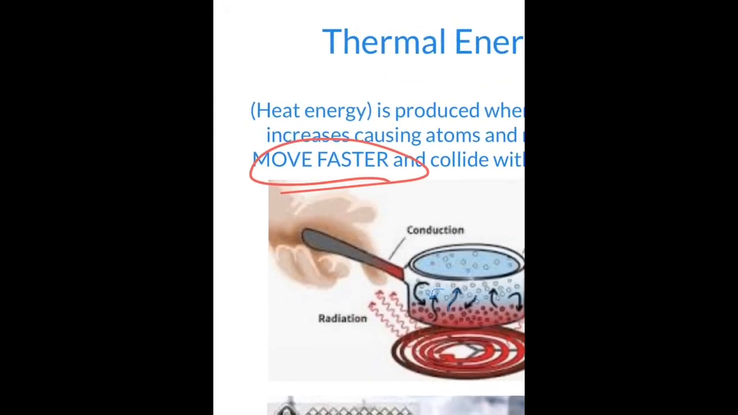Conduction, you'll notice here, when you touch the handle, it gets hot. Well, the particles inside the metal pot, they get excited too, and they bump into each other. And they bump into each other, to the point where it transfers that heat, and it goes all the way up there. So that heat energy here is being moved from here up the handle. So that's a form of kinetic energy, since it's energy being moved.